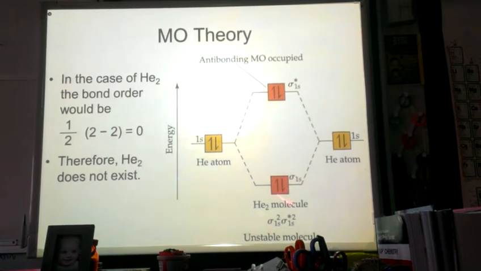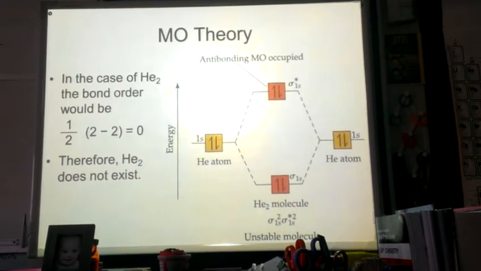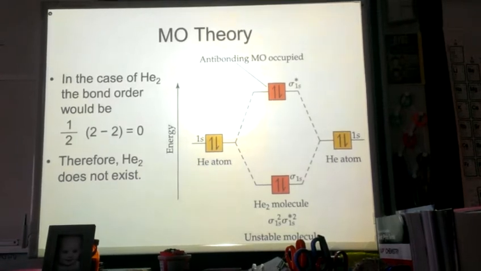I have 2 electrons that are going to fill up my MOs. So 2 are going to fill up here, and then I have 2 more that are going to fill up this. So ultimately, both of the MOs are going to be full. If I did the bond order, I would have 2 electrons in the bonding minus 2 electrons in the anti-bonding, which is going to give me 0. So that bond order is 0.